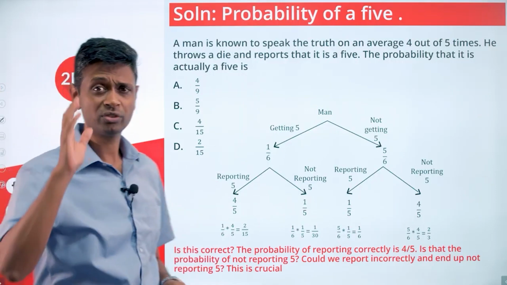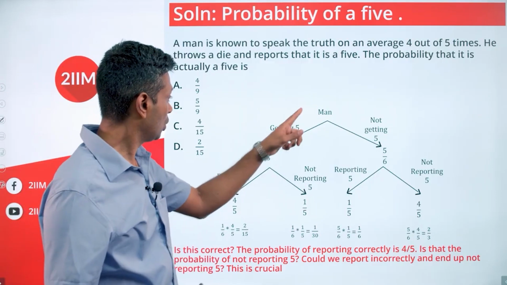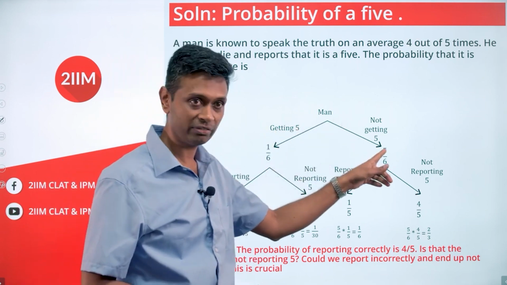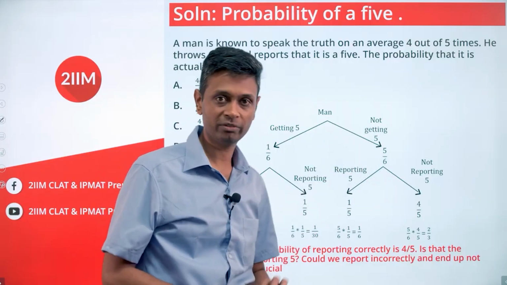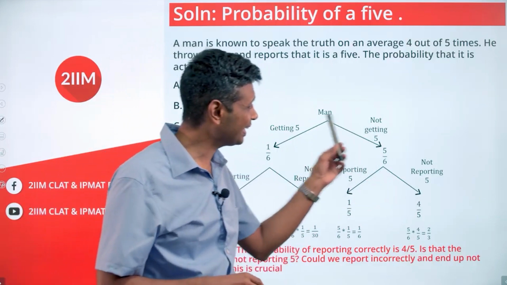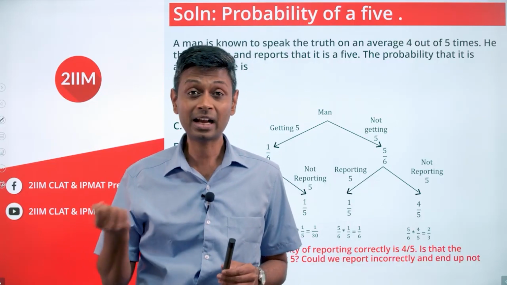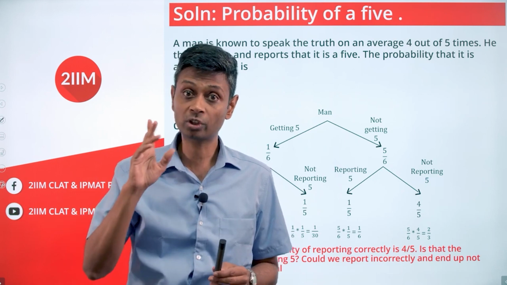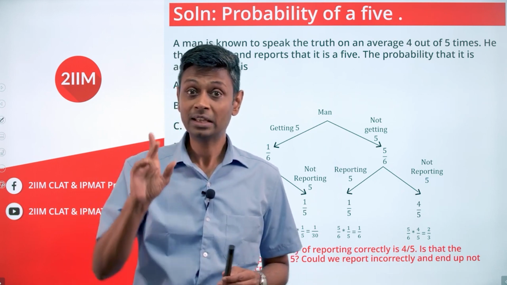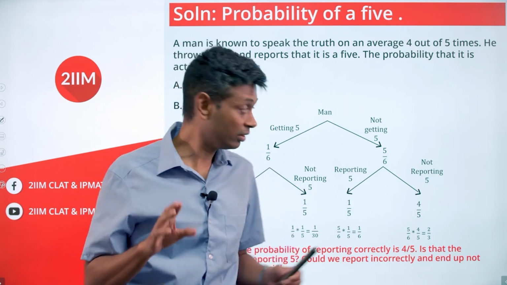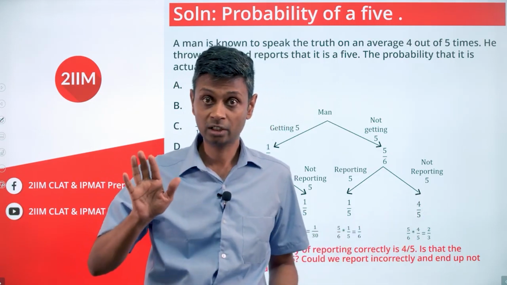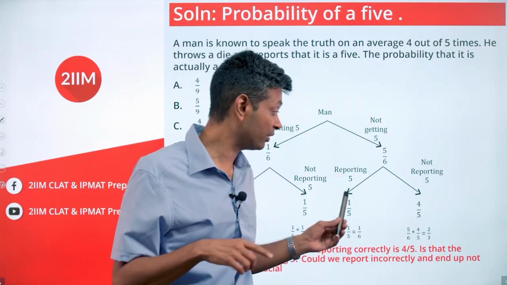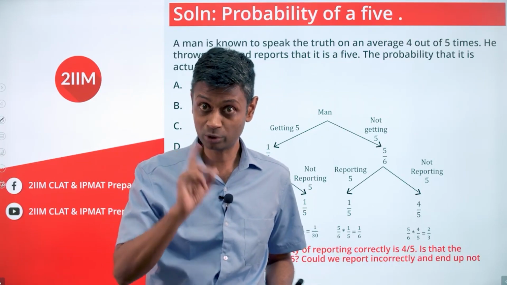Think about it. We have thought about this and structured it as getting a 5, reporting 5, not reporting 5. Not getting a 5, reporting 5, not reporting 5. And not getting a 5, reporting the correct one, the chance is 4 by 5. Reporting the wrong one, choice is 1, probability is 1 by 5. The correct one is not reporting 5. That's correct. The wrong one is just not right. It doesn't mean it has to be 5.